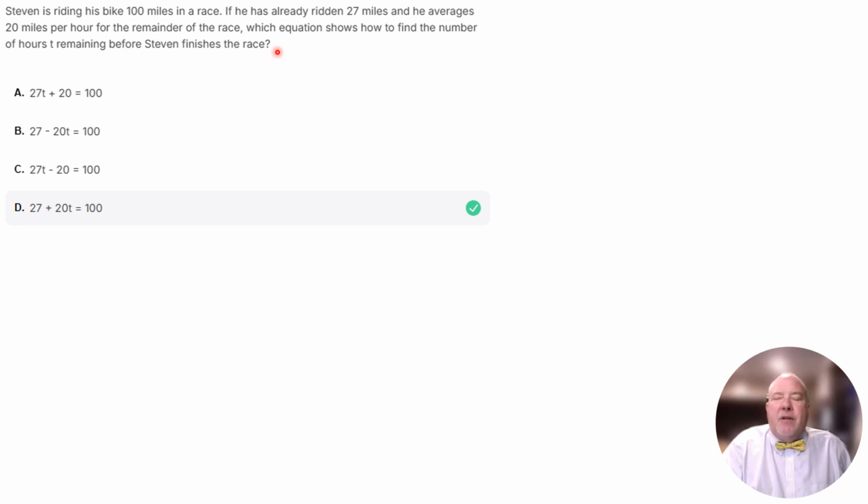So when I do this, I recommend starting with the end of the equation. We've got this story about this bike ride, and the end result of that is that it's 100 miles for the race. So the end result is 100. And if you look at the answer choices, they all are equal to 100. So now we can work on what makes up that 100.